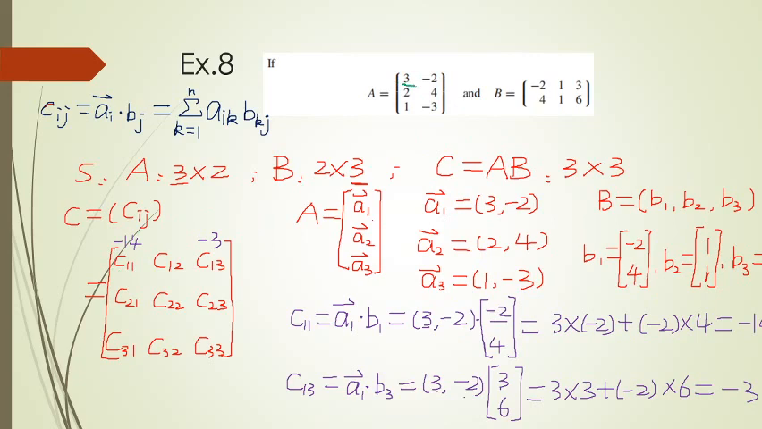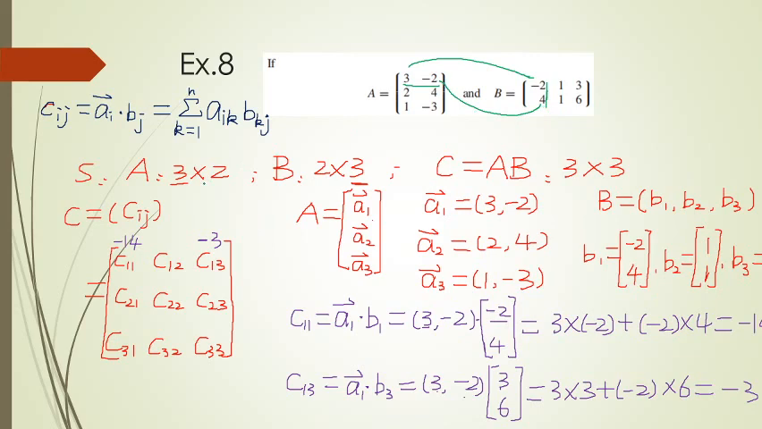So 3 and minus 2, and minus 2 and 4. Everyone is clear? 3 times minus 2 plus minus 2 times 4. So that's why we get minus 14.